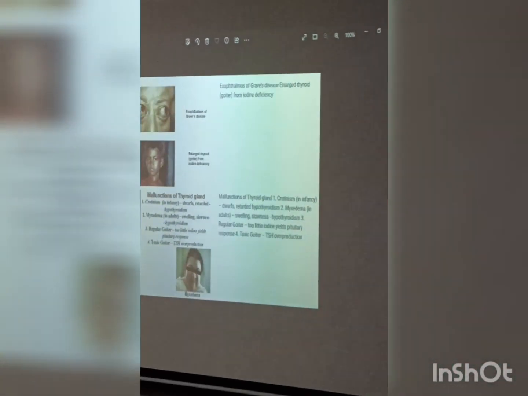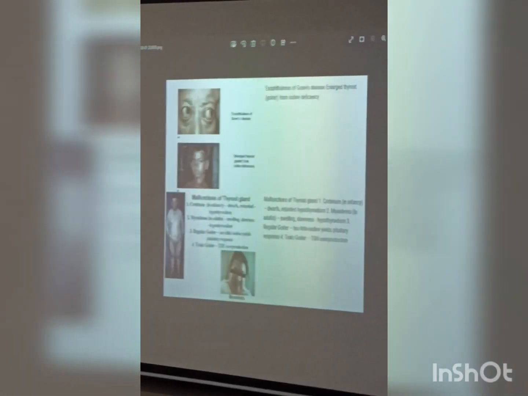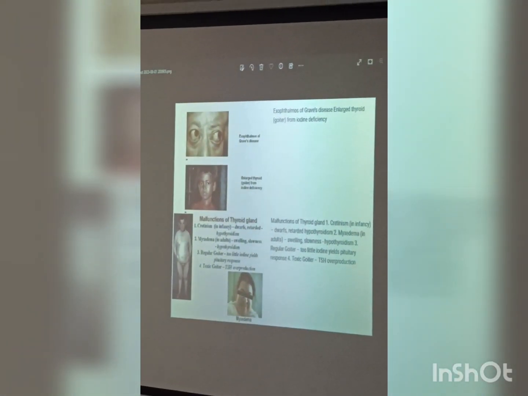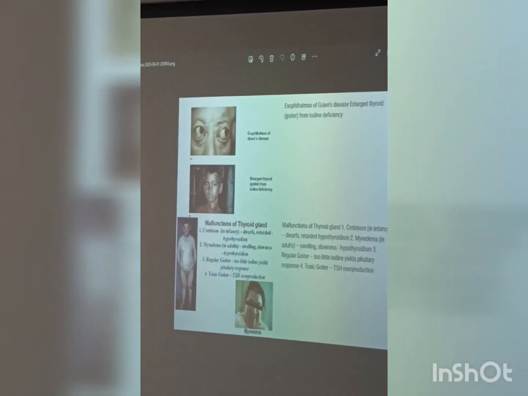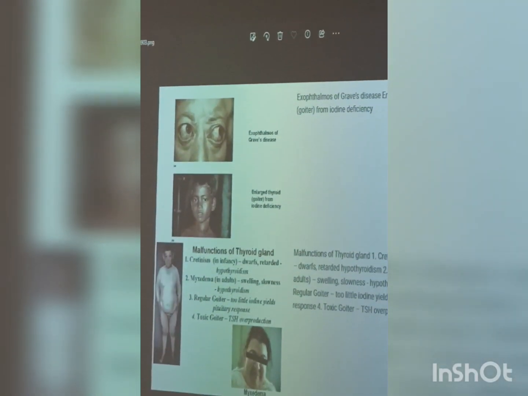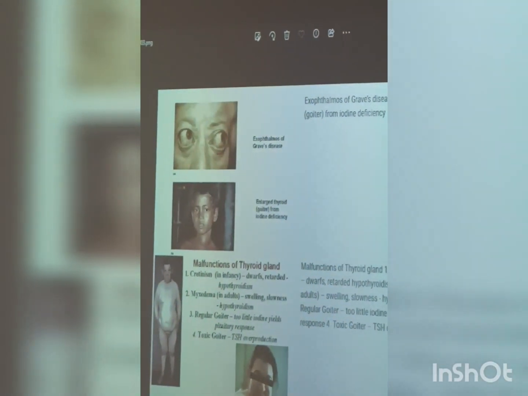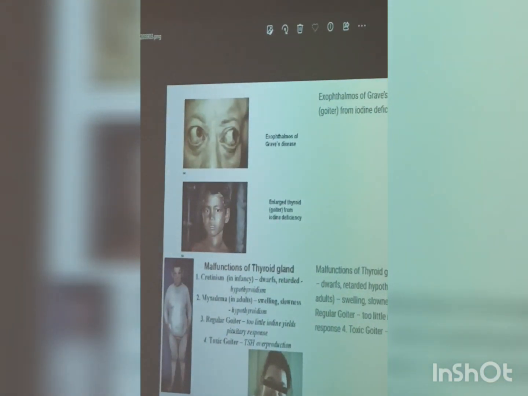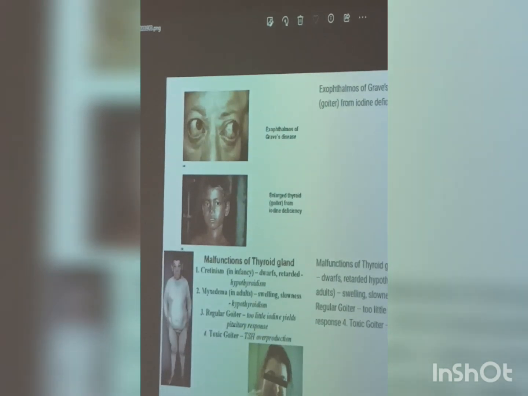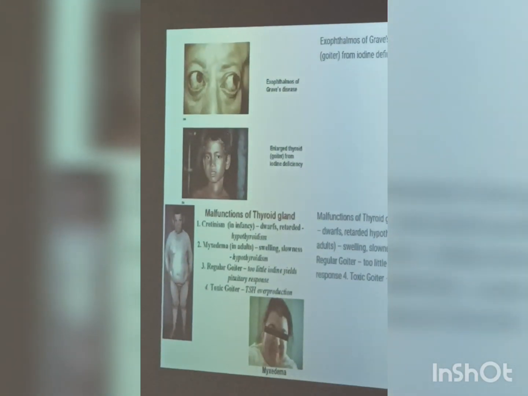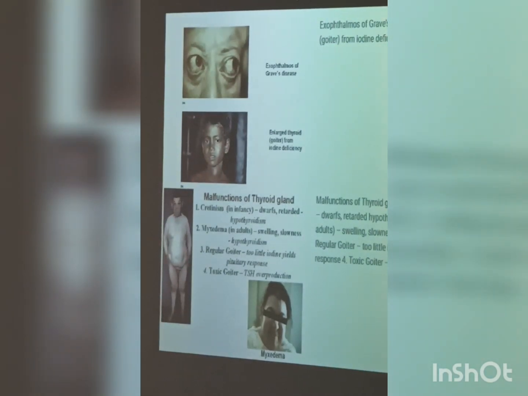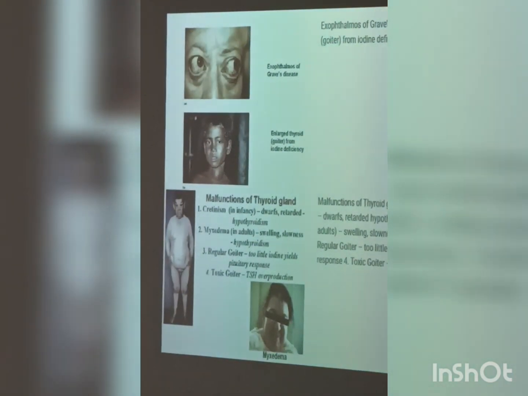Okay, a picture has come in front of you related to the thyroid gland. You can see the bulging eyes. This is one of the examples of exophthalmos of Graves disease. And what is Graves disease? It is an autoimmune disorder of the thyroid gland, and there should be an enlarged thyroid gland in the neck region. And you see the patient is having protruded eyeballs and retracted eyelids.